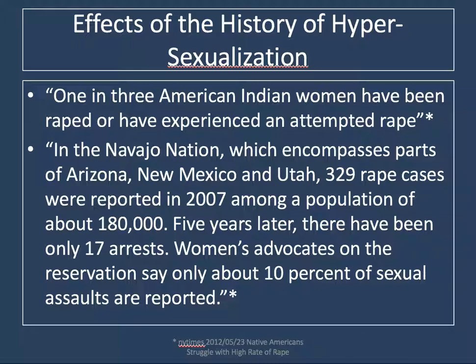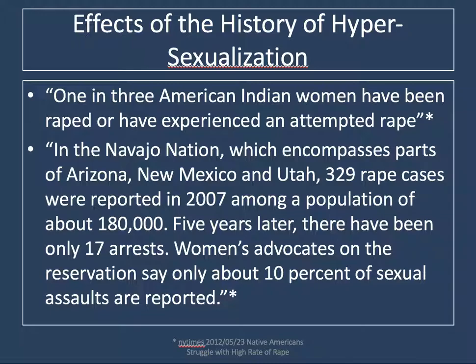Here's another quote. In the Navajo Nation, which encompasses parts of Arizona, New Mexico, and Utah, 329 rape cases reported in 2007 among a population of about 180,000. 5 years later, there have been only 17 arrests. Women's advocates on the reservation say only about 10% of sexual assaults are reported. So this means very low reporting rates, and if you do report, incredibly low rates of prosecution. And there's very specific reasons for that, having to do with legal gray areas. There's a great deal of literature about this that I would encourage you guys to go check out if you want to learn more about this.